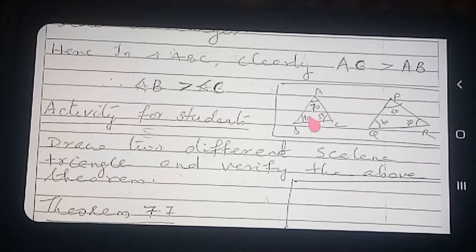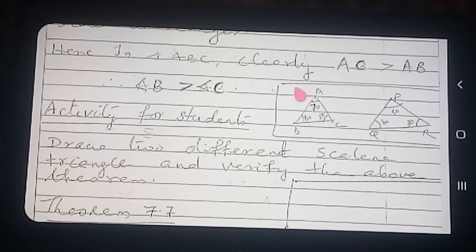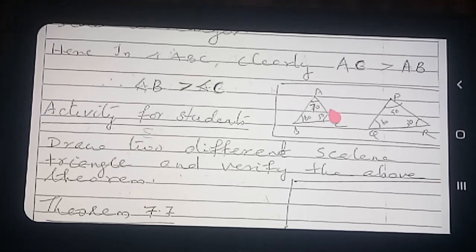Okay students, now listen here. I have given some examples. This is rough work only, no need to write it in the notebook. Here I have drawn a triangle ABC. In this triangle ABC, I have written angle A as 70, angle B as 60, angle C as 50. So the total is 180.